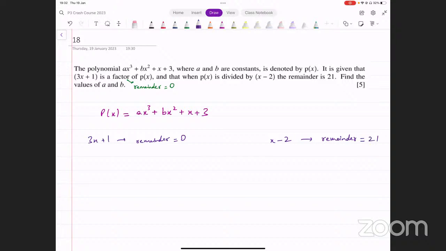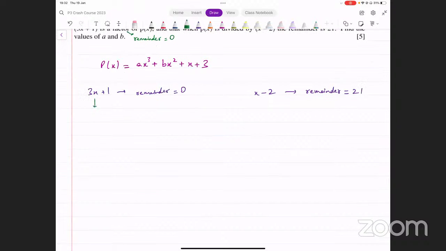All right. Now, using this information, we need to find the values of a and b. Now what we can do is we can use the remainder theorem, right? We can, because this is a linear factor and this is also a linear factor. They're both linear factors, so we can use the remainder theorem in both of them, right? So how do we use that? 3x plus 1, you put this equal to 0. That gives you x equals minus 1 over 3.